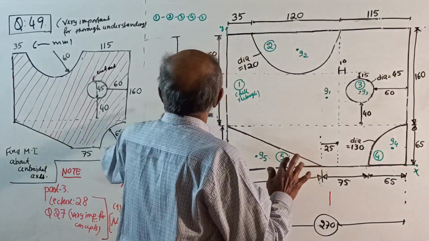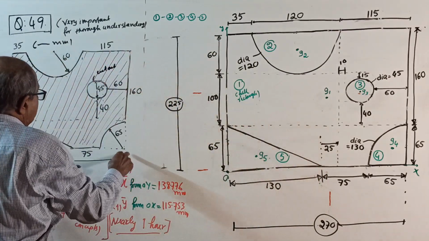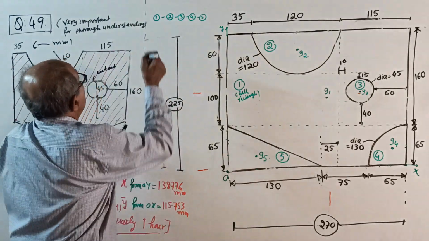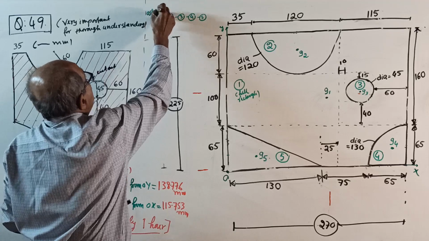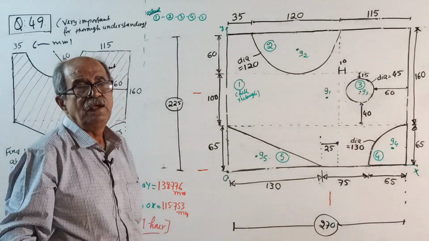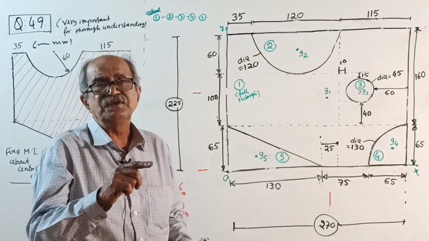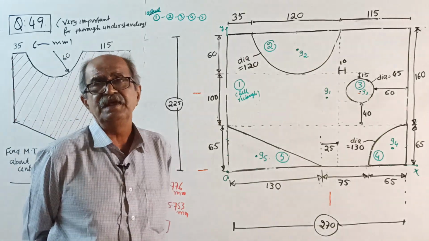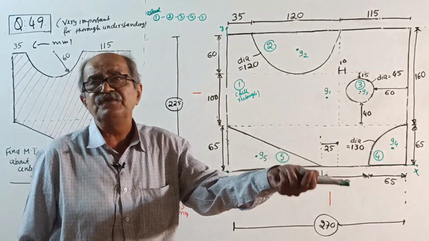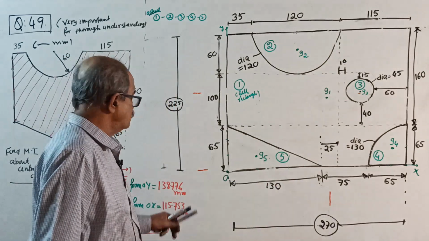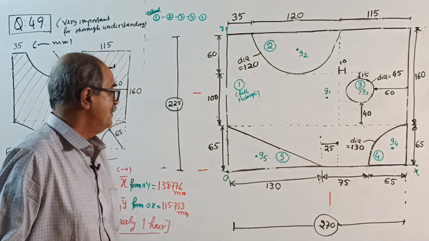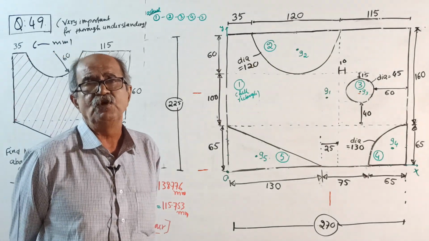Okay, so the real shape is 1 full rectangle minus, minus, minus, minus. So this is your arrangement. The actual hatched portion is 1 minus 2 minus 3 minus 4 minus 5. Make a note. Now, X bar formula is A1X1 minus A2X2 minus A3X3 minus A4X4 minus A5X5 divided by total area, that is A1 minus A2 minus A3 minus A4 minus A5. Y bar is also A1Y1 minus A2Y2 minus A3Y3 minus A4Y4 minus A5Y5 divided by total area A1 minus A2 minus A3 minus A4 minus A5.